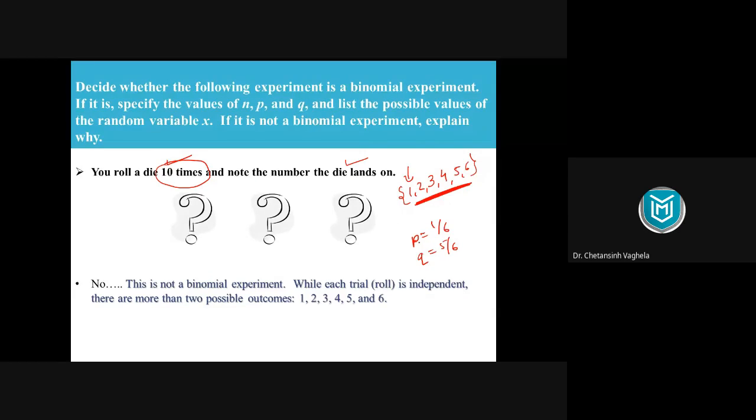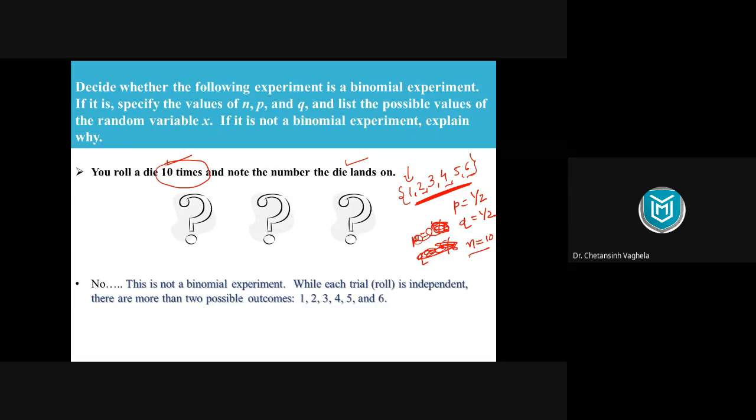We can make it in another way too. Let's say getting an even number is a success. Even numbers: 2, 4, 6. If 2 comes it is a success, if 4 comes it is a success, if 6 comes it is a success. And in that case 1, 3, and 5 will be considered a failure. So the probability of success will be 3 by 6, that means 1 by 2, and q will also be 1 by 2. And the value of n will be 10.